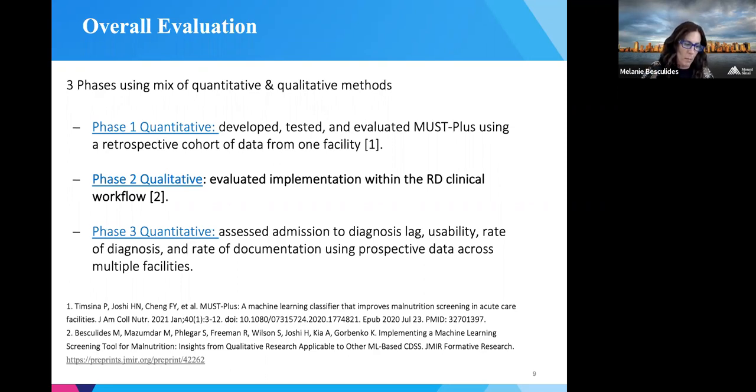The admission to diagnosis lag was decreased, so people are being seen faster, and the malnutrition rate, we're able to diagnose malnutrition more often now with this machine learning screening tool than we were before.